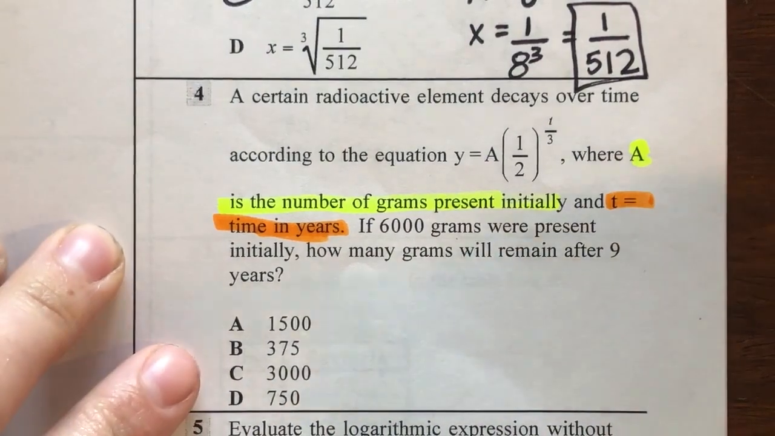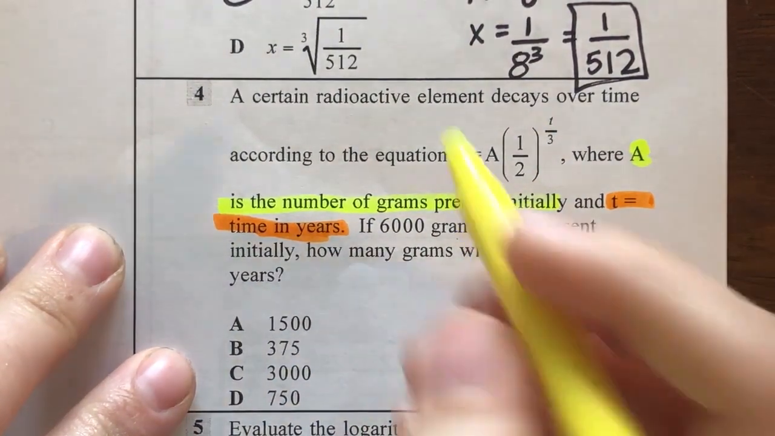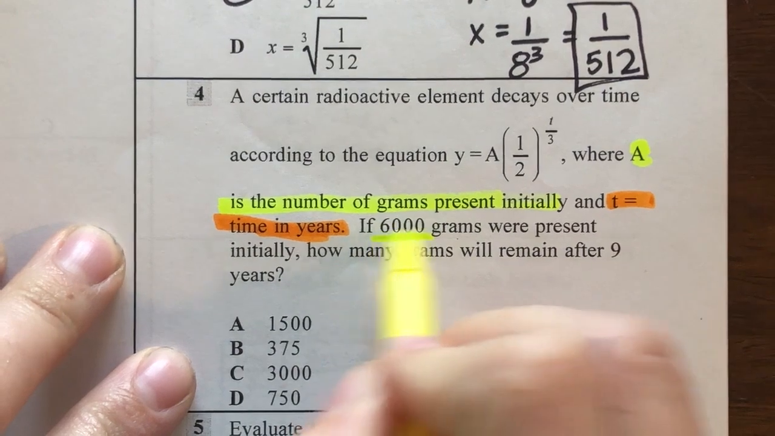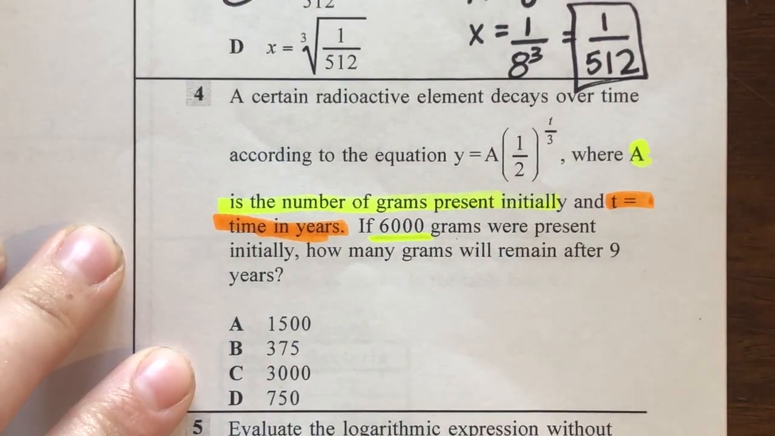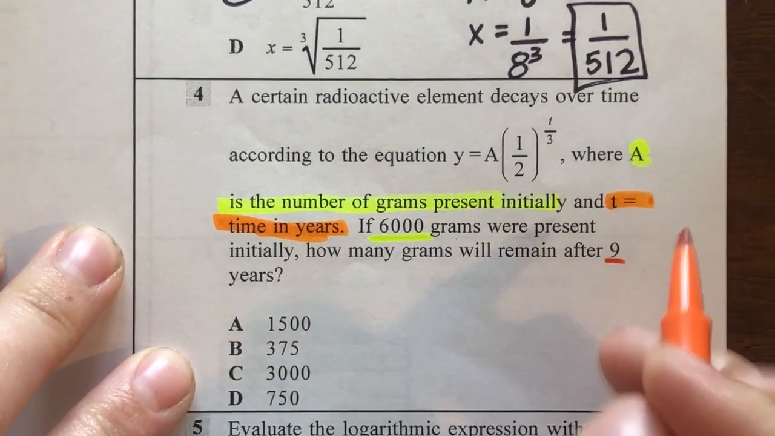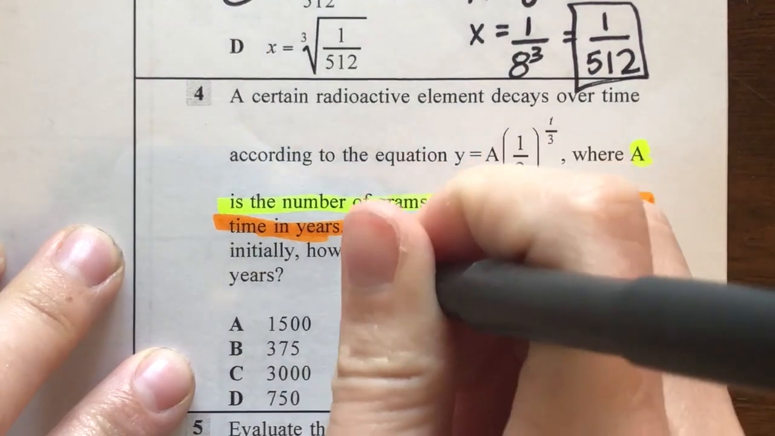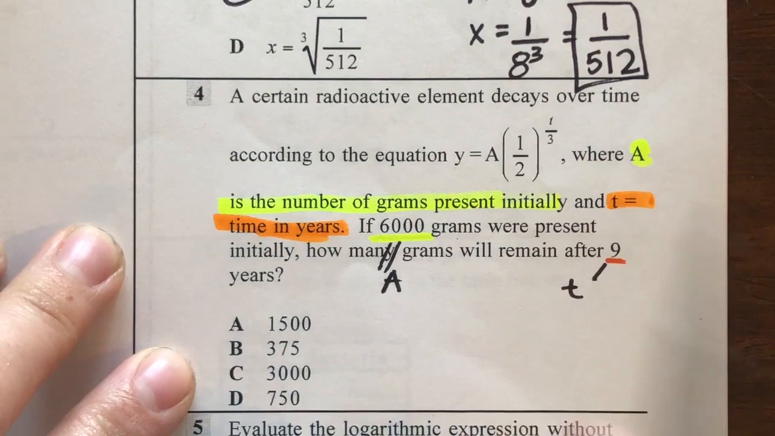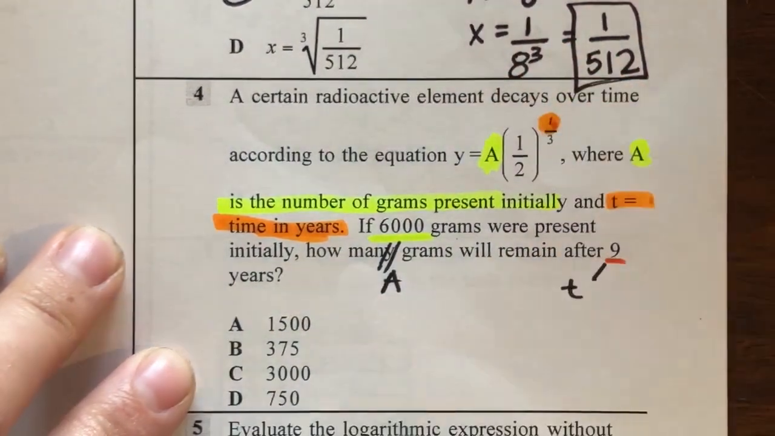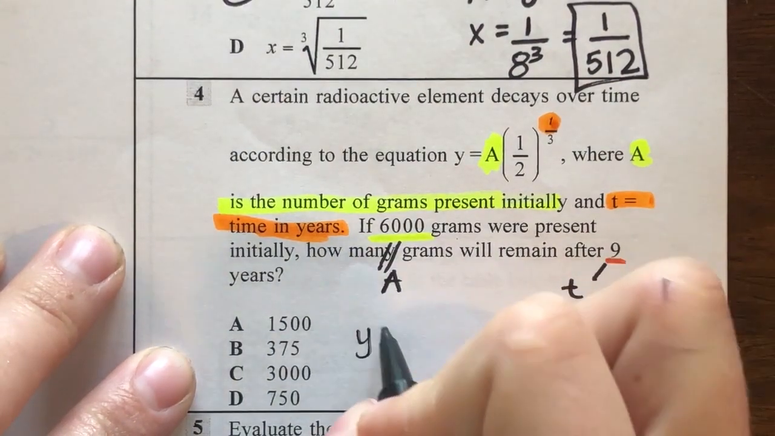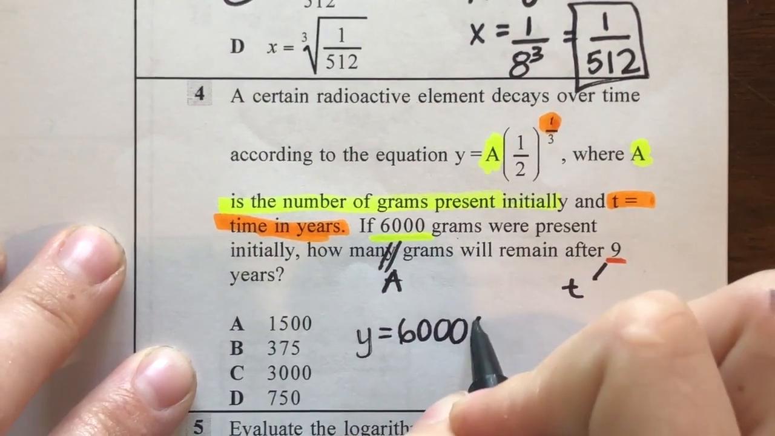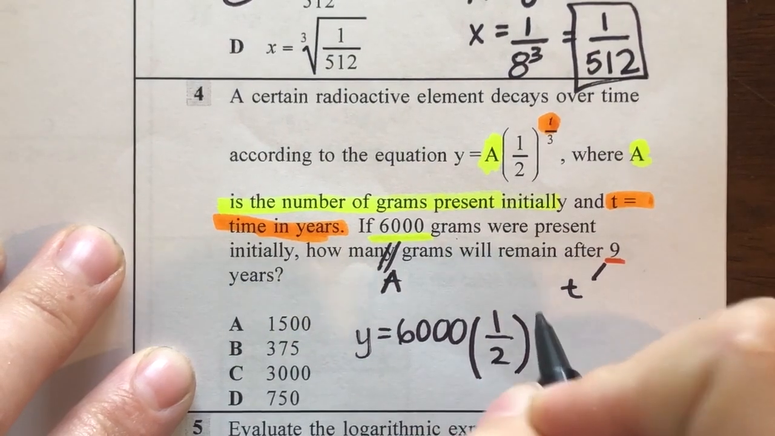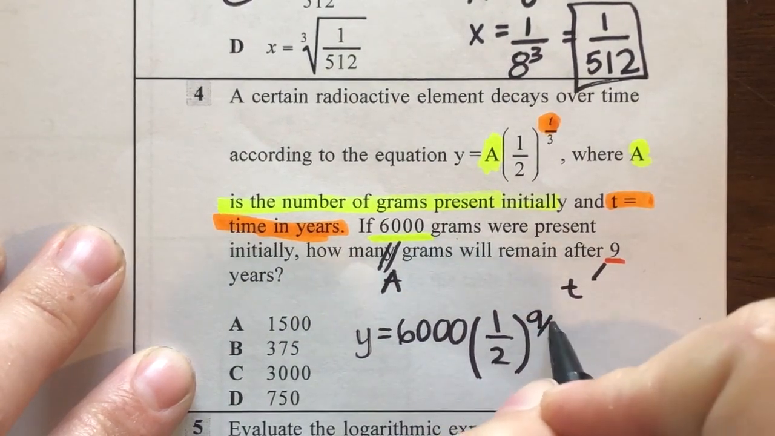So they're telling us that 6,000 grams are present initially. So 6,000 is going to be my A value. And then 9 years, they're asking, is going to be my T. So 6,000 is my A value and 9 is my T that I'm going to plug in here and here to my equation. So this equation will be 6,000 for A times 1/2 raised to the 9 divided by 3 power.